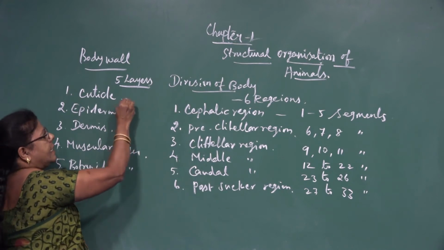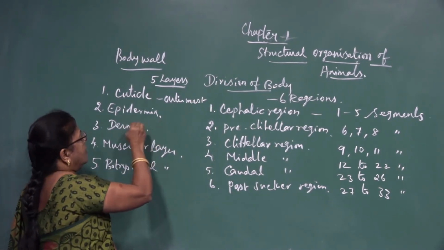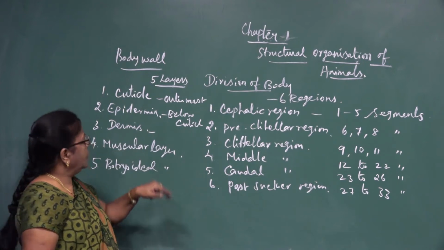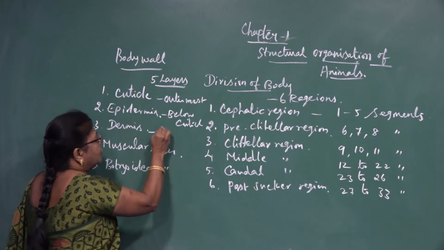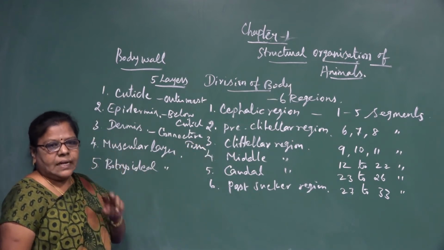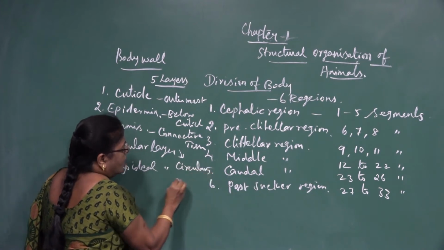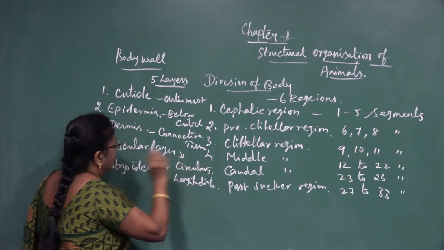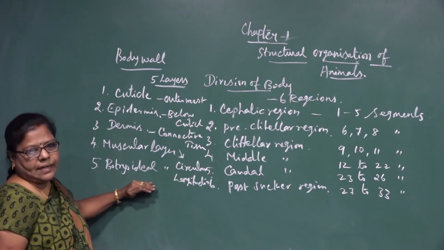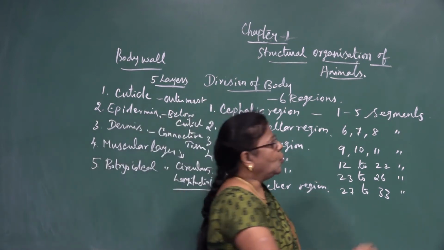Cuticle. The cuticle is the outermost layer of the skin. Epidermis is present below the cuticle. The dermis is located below the epidermis, and it is formed by connective tissue. Fourth layer is the muscular layer. It is formed by 2 layers, that means 2 muscles we can take: circular muscle and longitudinal muscles. The last layer is protrioidal layer, which is located beneath the longitudinal muscles.